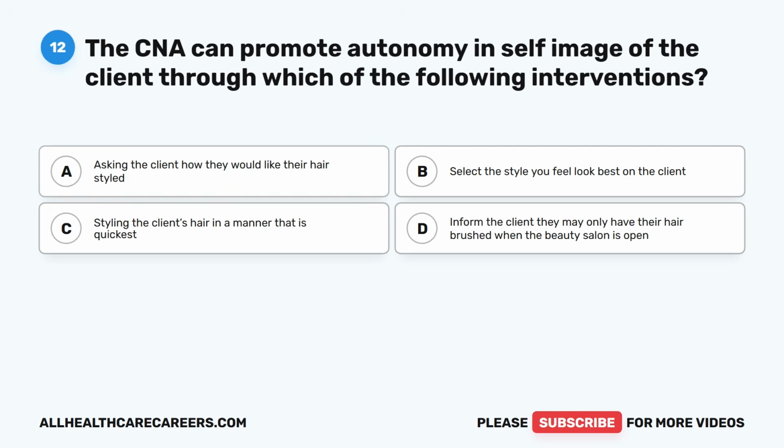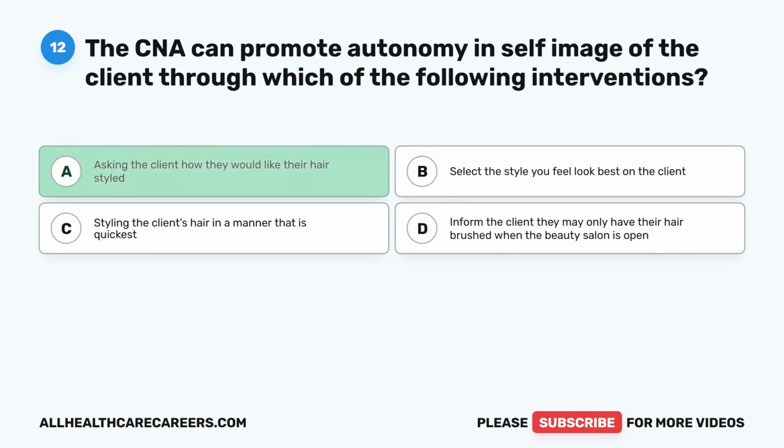Question 12. The CNA can promote autonomy in self-image of the client through which of the following interventions? A. Asking the client how they would like their hair styled. B. Select the style you feel looks best on the client. C. Styling the client's hair in a manner that is quickest. D. Inform the client they may only have their hair brushed when the beauty salon is open.